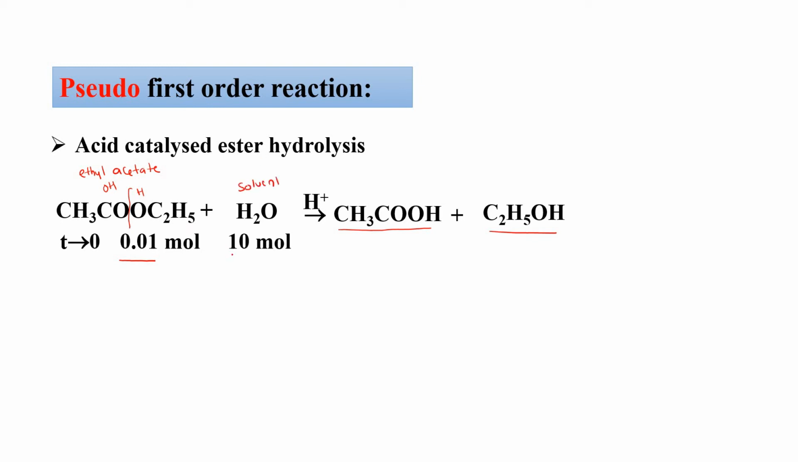Water is the solvent, so I have taken it in excess, 10 moles. Initially there are no products, so it will be 0. This is the initial stage. Now at time T, maybe 10 seconds or 20 seconds, all 0.01 moles have participated. Now we get 0 moles of ethyl acetate, and 0.01 mole of product, because it is a 1:1 reaction. If 1 mole reacts, water also reacts 1 mole only.